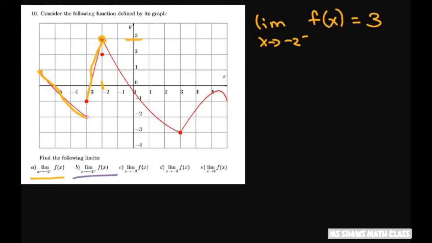Now let's do from the right. Limit as x approaches -2 from the right. That's what that plus is. So you start from the right, you draw, you don't have to jump anywhere, come on up, and you still meet at 3.